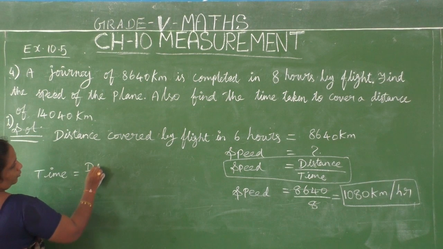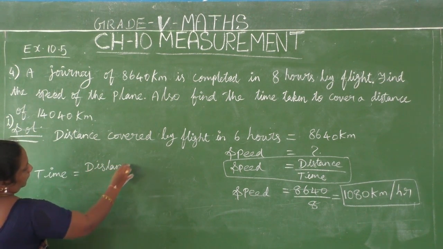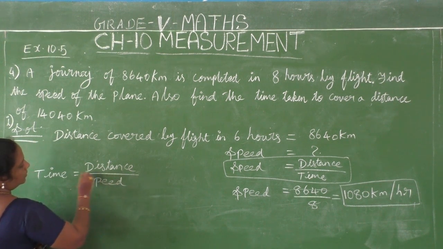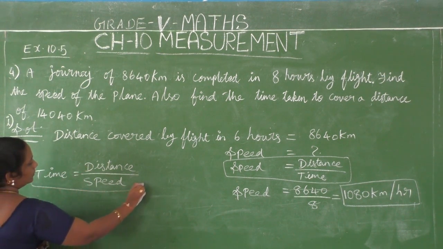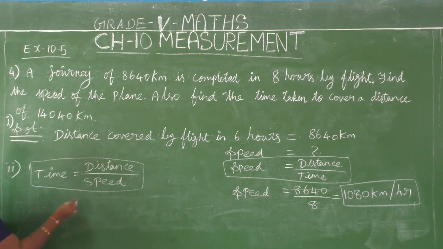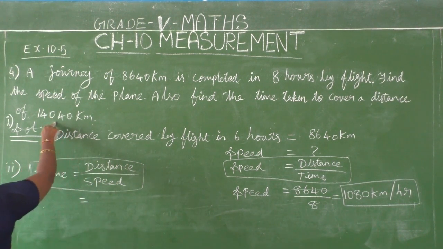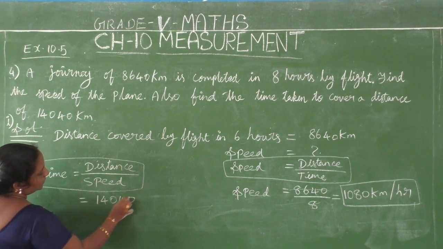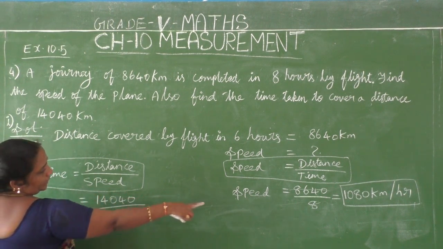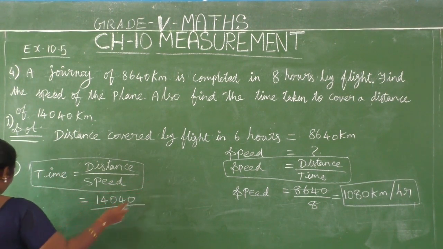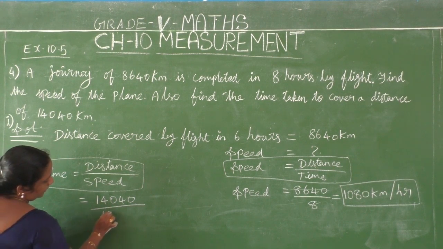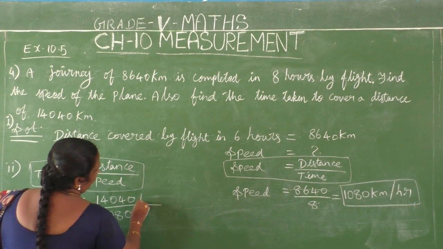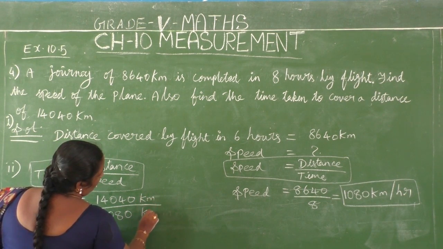What is the formula to find out the time? Distance by speed. This is the formula. Okay. So what is the distance here? They gave another new distance, no? 14,040 kilometer by speed. Just now we found out the speed. What is the speed? 1080 kilometer. Here also kilometer. Here also kilometer.